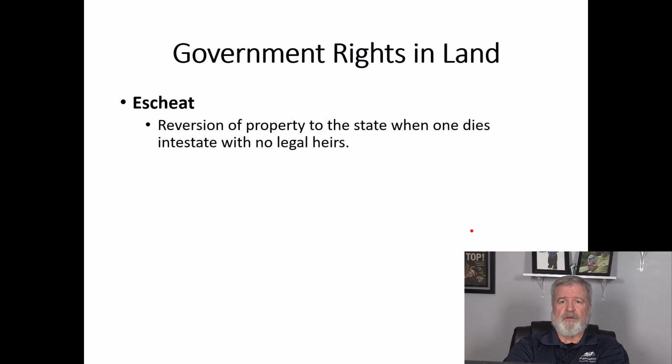Another common term they like to ask about. So, escheat takes place when someone dies without a will, intestate, and there are no legal heirs that can be located by the government. Okay? All right.